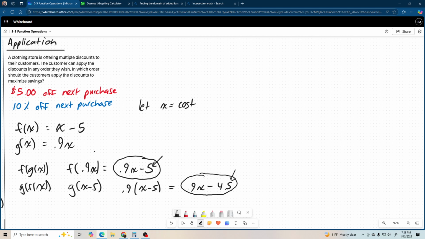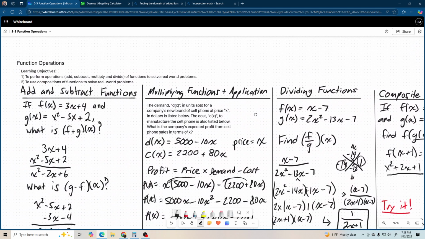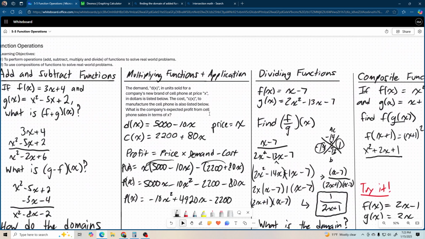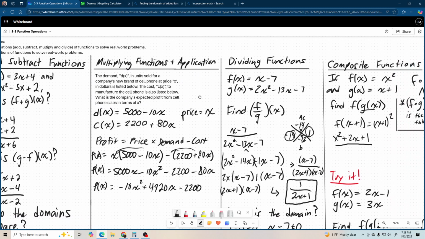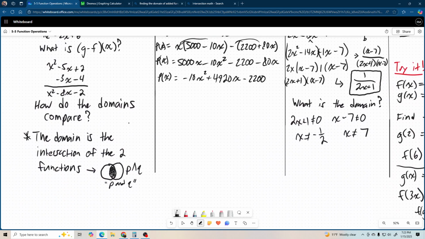All right. So what did we do? Well, first of all, we talked about performing operations: add, subtract, multiply, and divide. And we learned that we kind of just add, subtract, multiply, and divide. There's not really much more to it. When it comes to the domains, we're finding the intersection of the domains, in other words, which one is the most restricted of the domains.